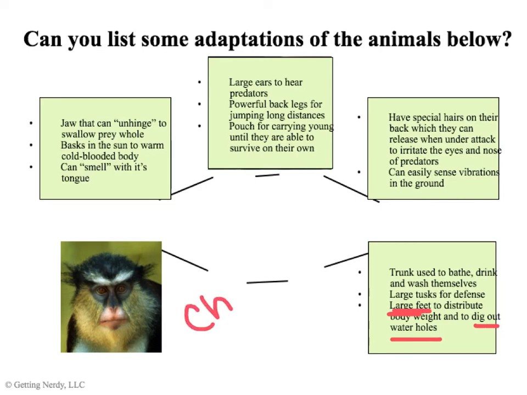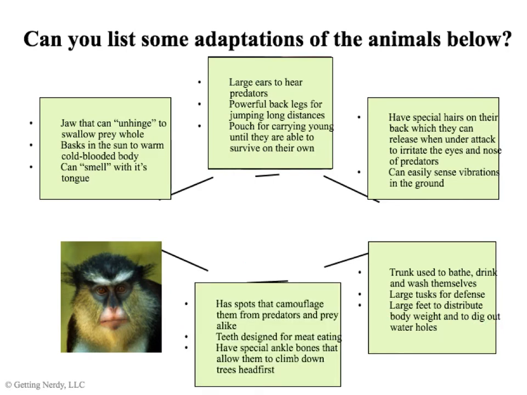This would be our amazing cheetah. What do you think the cheetah has for adaptations? Well, spots to camouflage. I bet you got that one. Teeth designed for eating meat, probably got that one. But check this one out, those ankle bones that help them climb down trees head first. I think that's the coolest thing ever.